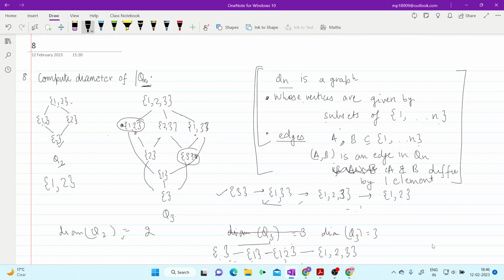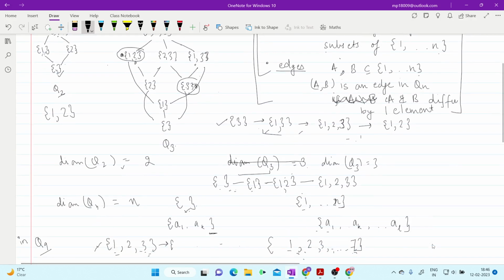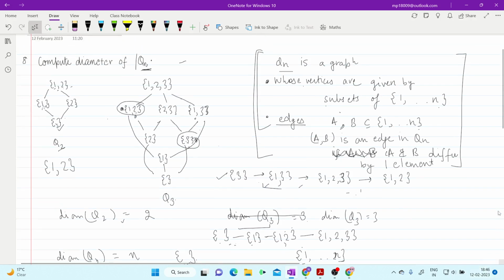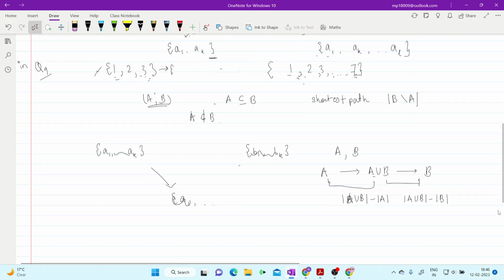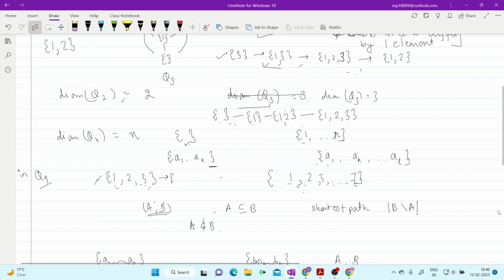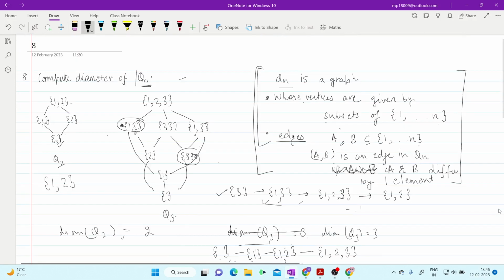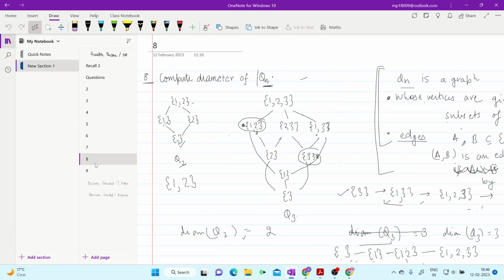Okay, so the diameter of Qn should come out to be n, but I think there's something wrong with the proof that I was giving. So I'll take this question next time, and we'll discuss this next time. You can also think about this question till then.